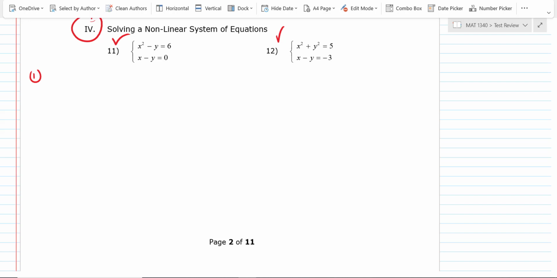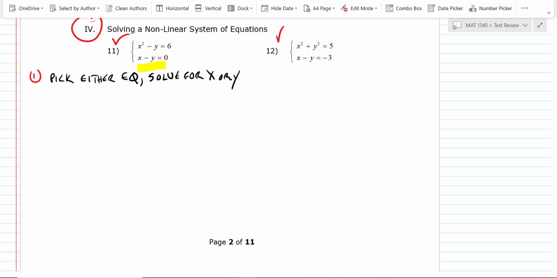All right, so what you do first, step one, is you pick either equation and you solve for either variable. You can solve for X or Y, it's up to you. But you want to keep this as simple as you possibly can. This second equation is easier to work with because it doesn't have a second power on it.